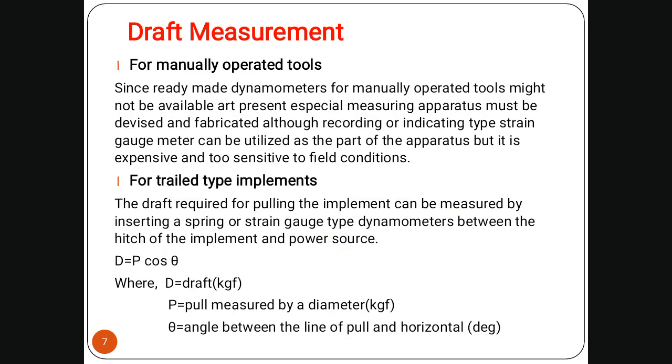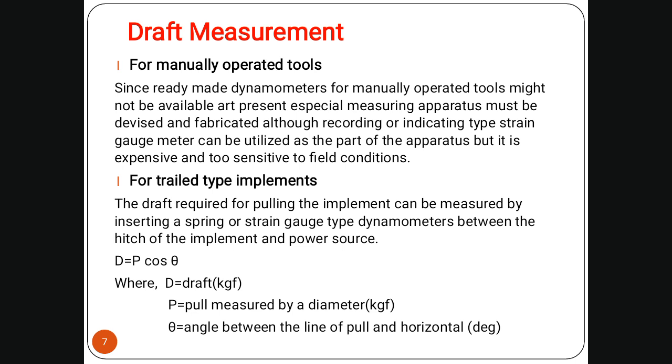Now the draft measurement. It is classified into two classes, that is manually operated, and trail type, tractor operated. Since a ready-made dynamometer for manually operated tools might not be available at present, special measuring apparatus must be devised and fabricated. Although a recording or indicating type strain gauge meter can be utilized as a part of the apparatus, it is expensive and too sensitive to field conditions.